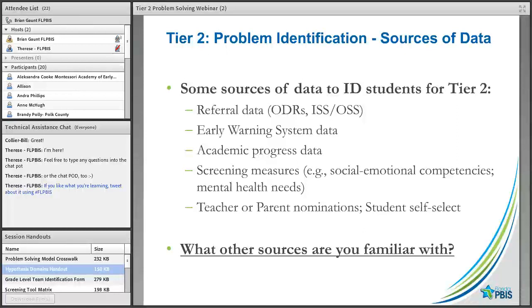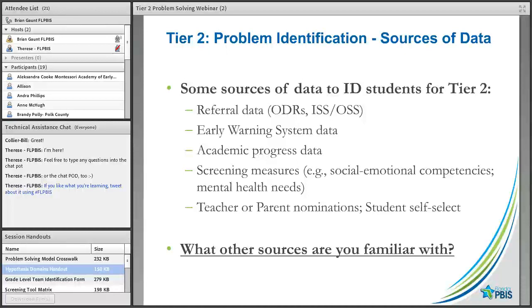One is the teacher nomination form. That's right. There's also a screening tool matrix for you here in the download pod. And then I think the other one was the grade level team identification form. So I don't know, Teresa, if you just want to highlight each of those or just generally what those can do.